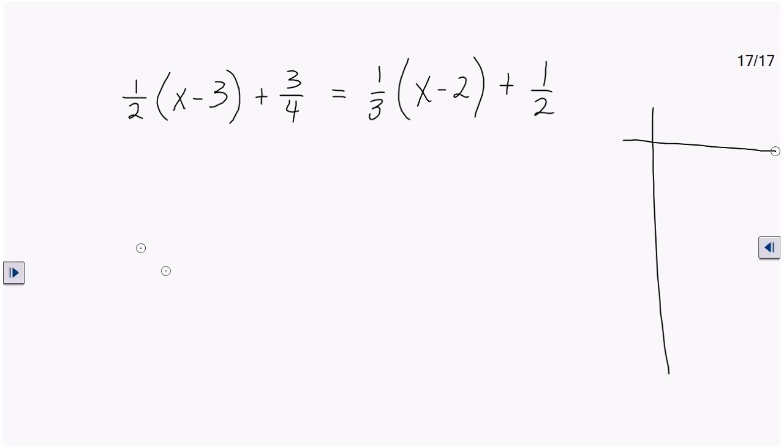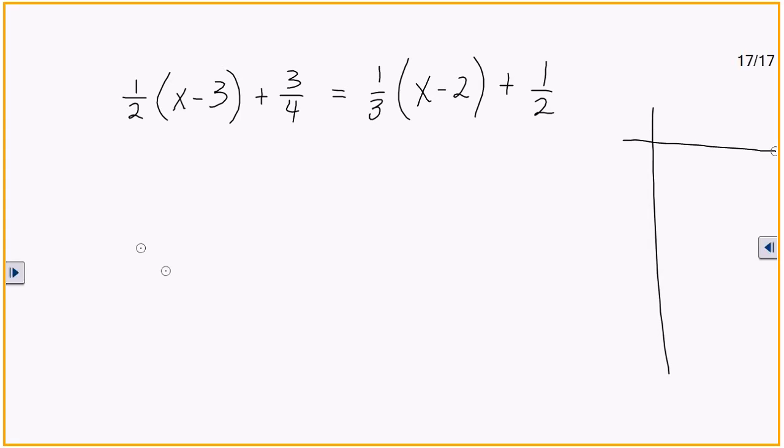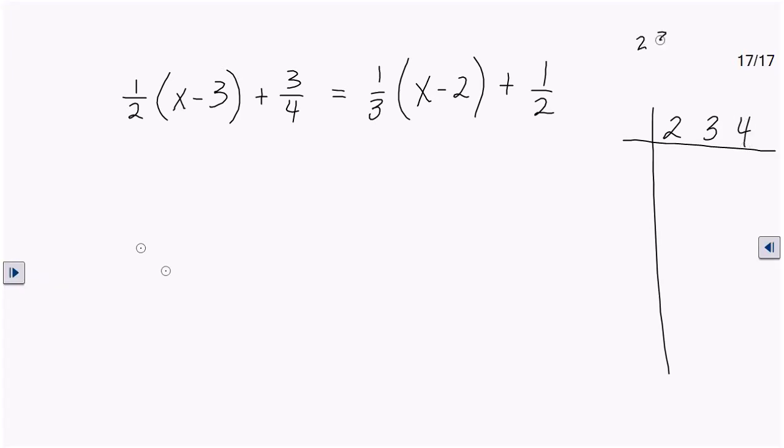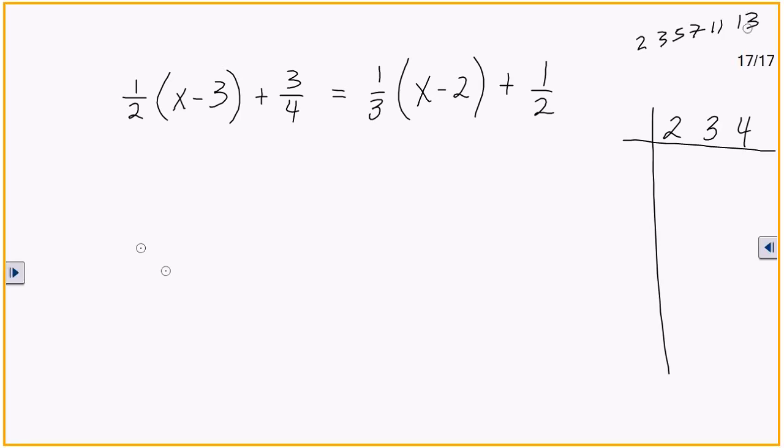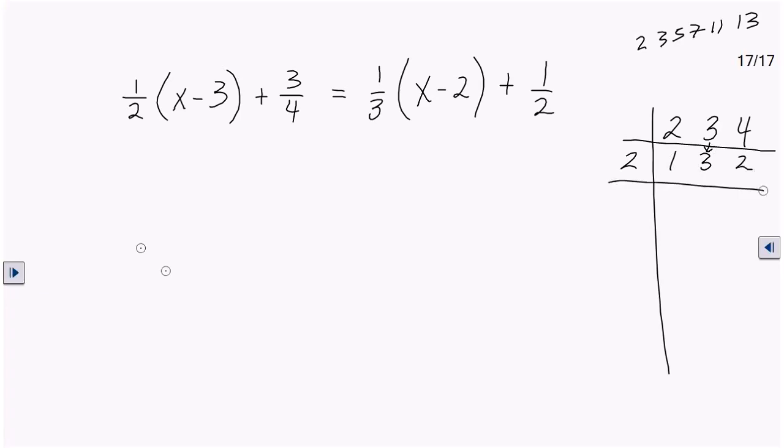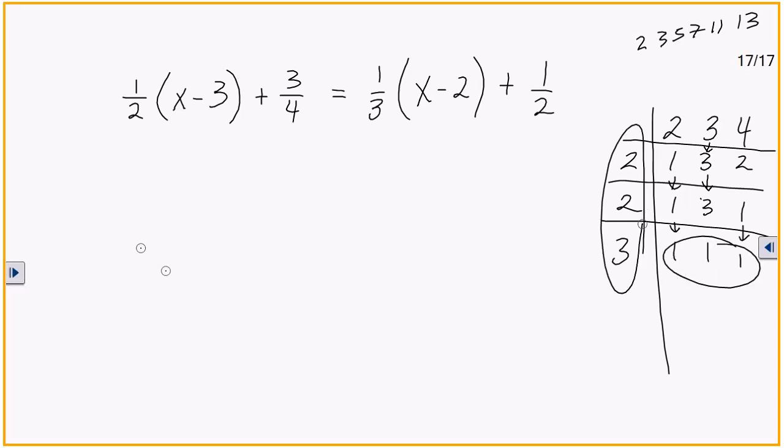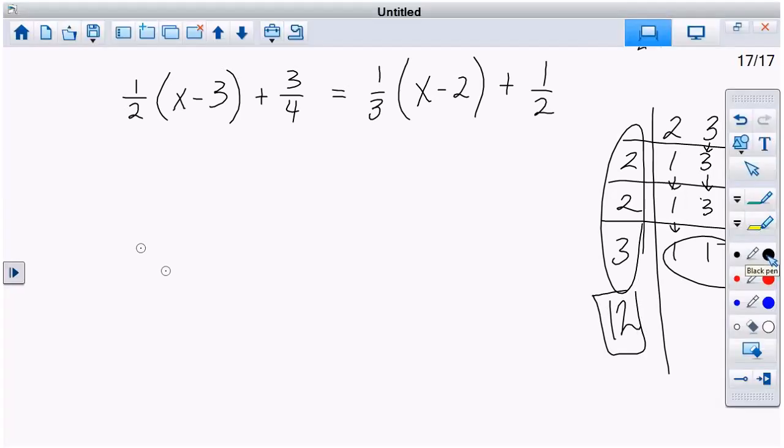And go back to what we talked about, least common multiple. 2, 3, and 4. 2, 3, 5, 7, 11, and sometimes 13. 2, 1, 3, that comes down, and 2. 2, that comes down, and 1. 3, that comes down, 1, and that comes down, 1. We got our 1s, so here is the common denominator. So I'm going to multiply through by 12 over 1.